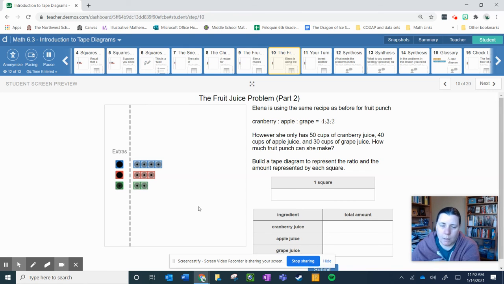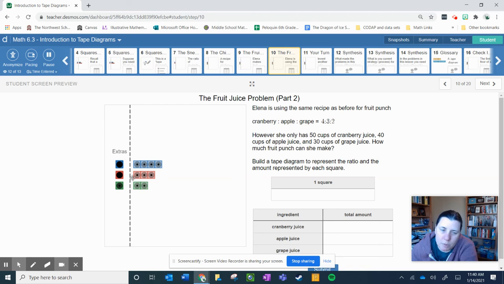However, she only has 50 cups of cranberry juice, 40 cups of apple juice, and 30 cups of grape juice. How much fruit punch can she make? Build a tape diagram to represent the ratio and the amount represented by each square. I'm going to do this as your hint and then be done with this video because I don't think you need me to do this for you. This is the hint.